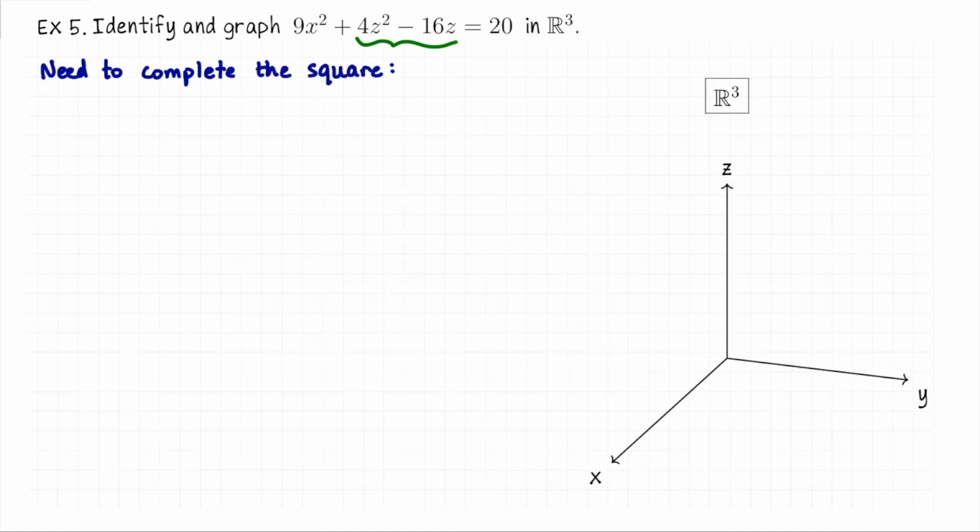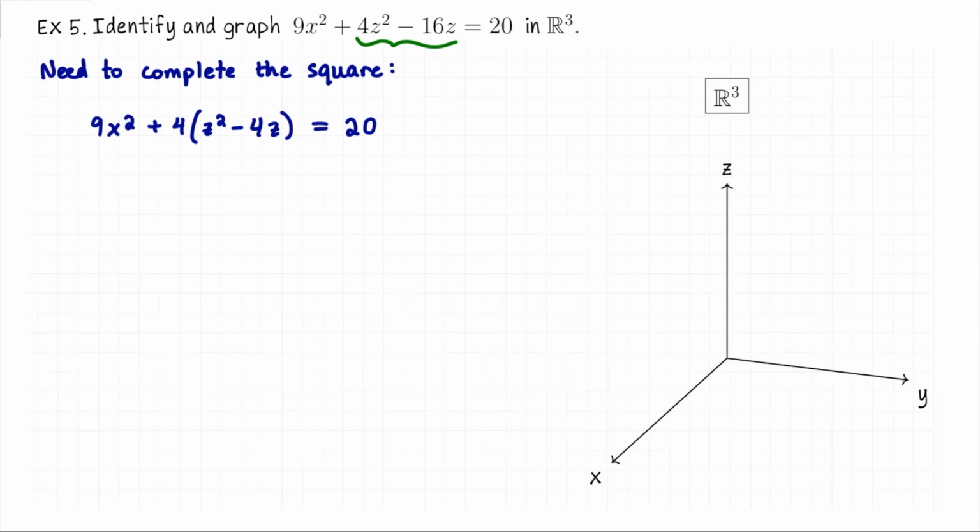Okay, so I'll write 9x squared, no y terms. And then for these z terms, the first thing we need to do is factor out the coefficient of 4 in front of both of these terms, because when you complete the square, you want your quadratic term to have coefficient 1. So this will be 4 times z squared minus 4z, all equals 20.